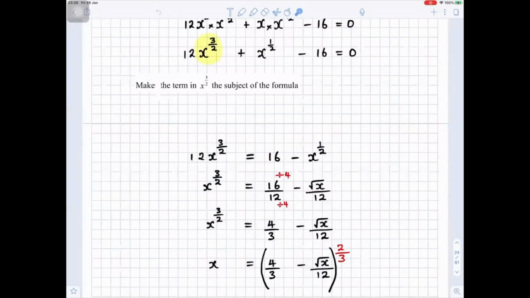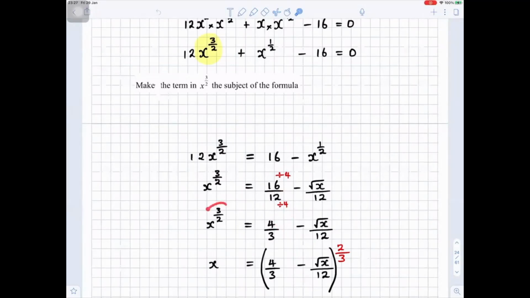So we start by taking minus 16 to the right, it becomes plus 16. We take plus x to the half to the right, it becomes minus x to the power half. It's times 12. We take it to the right, it becomes divide by 12. And 16 divided by 12, you divide by 4, it gives you 4 over 3.